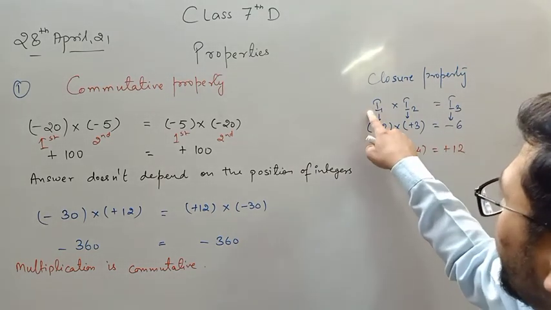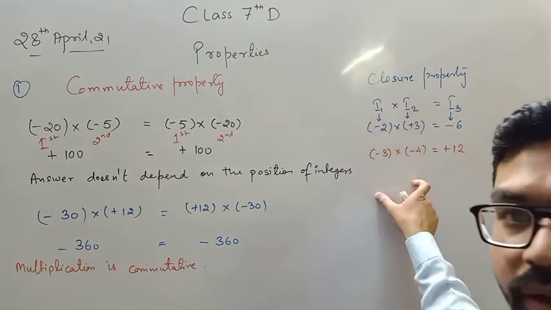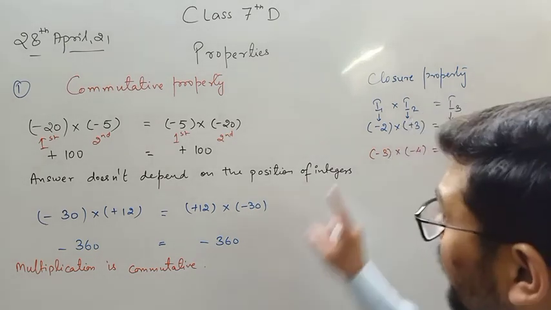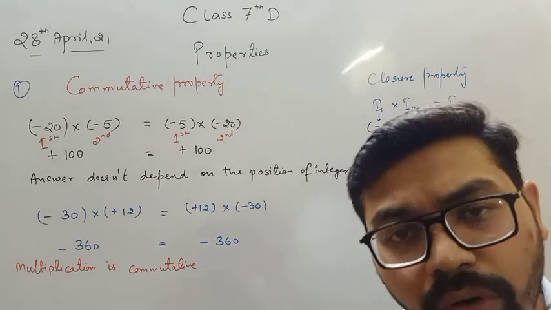So an integer multiplied with another integer will give me an integer. So that's why this follows closure property. So multiplication of integers follows closure property. That means if I multiply integers, it will definitely follow closure property.